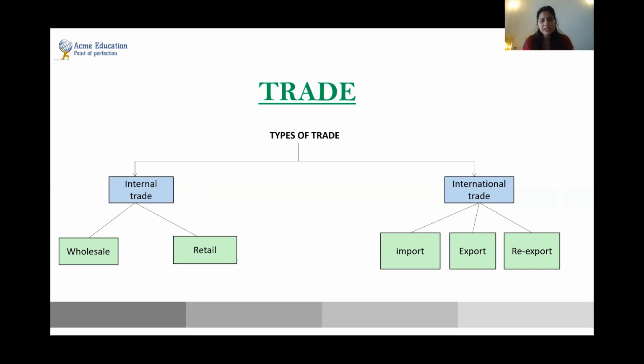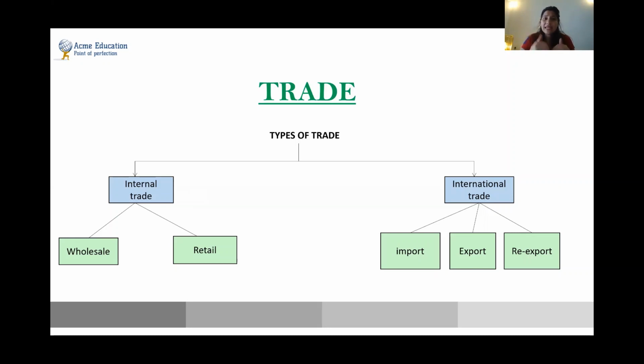Now moving to international trade, which means trade which is happening outside the boundaries of the country. A very good example: if India is trading with the US, this is called international trade. International trade is also classified into three types, if you can see: import, export, and re-export. What do you mean by import? When you are buying goods from another country, like if India is buying goods from the US, this is called import.